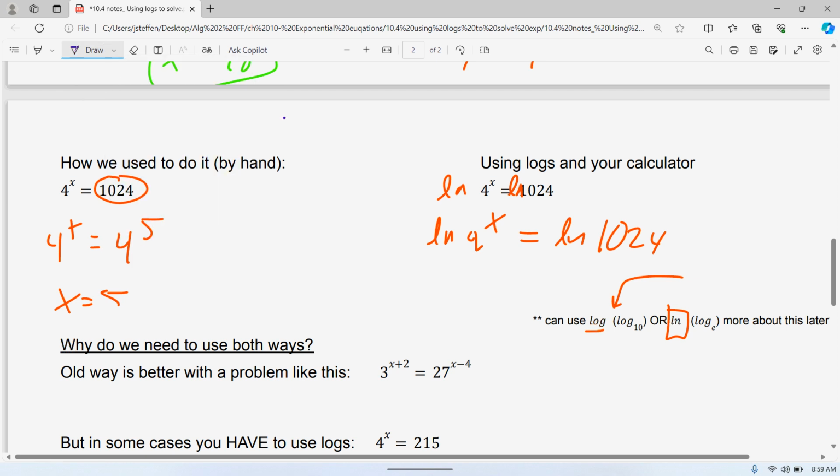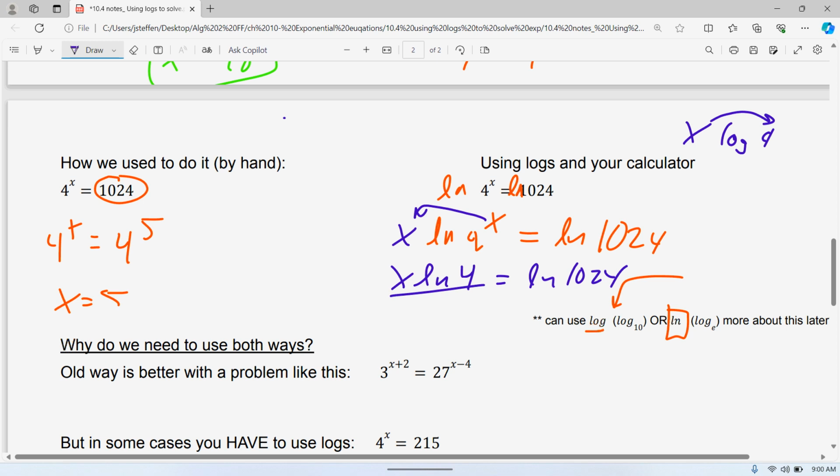Now we're going to use that same property we talked about. The only difference is we're going to do the opposite. So remember, if we had x times the log of 4, you'd move that x to the exponent. Well, now we're doing the opposite. Now I can take that exponent and move it out in front. So that's going to be x times the natural log of 4 is equal to the natural log of 1024. Then last, we divide both sides by the natural log of 4.